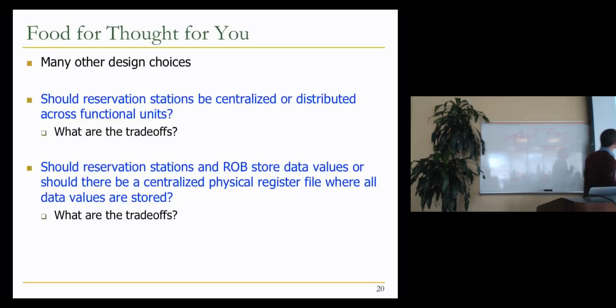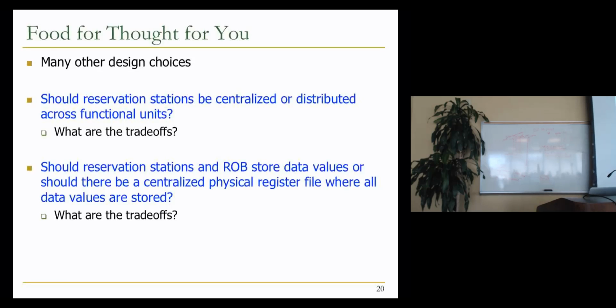Okay? We'll get back to this when we talk about shared versus distributed caches or private caches. But basically, do you share the space dynamically across functional units, or do you allocate the buffer statically across functional units? The second one, should the reservation stations and reorder buffers store data values, or should there be a centralized physical register file where all data values are stored? I don't know if you've thought about this before, but if you think about the reservation stations that we discussed, there are reservation stations there.